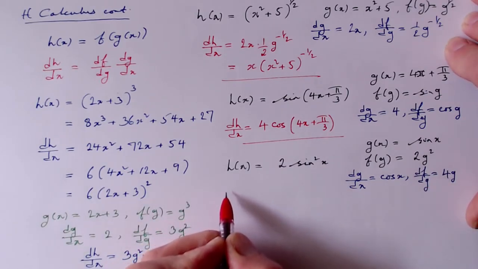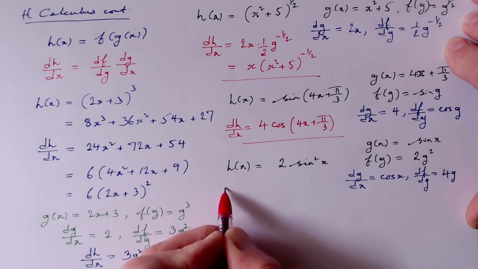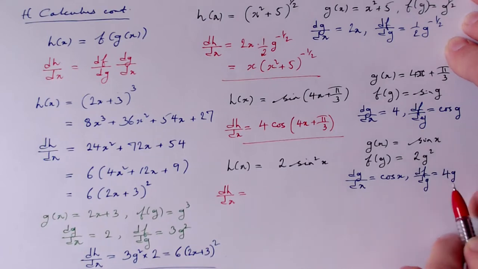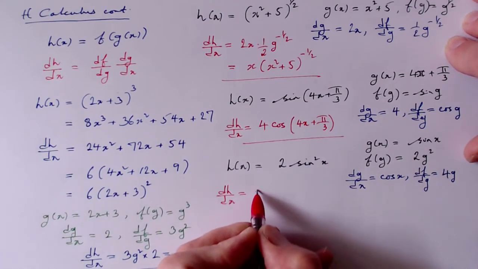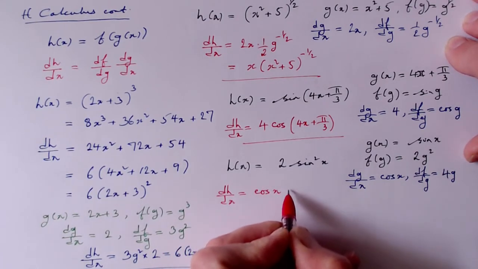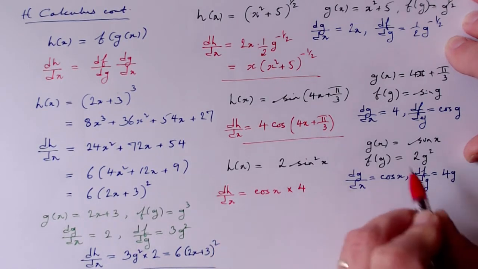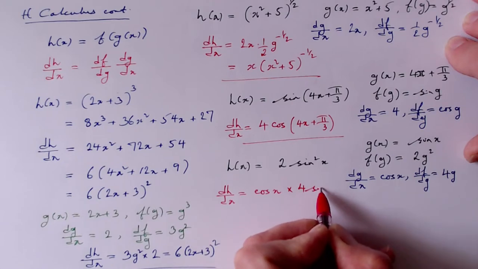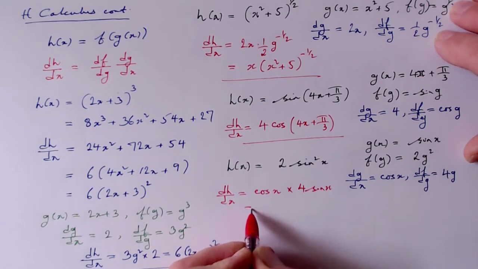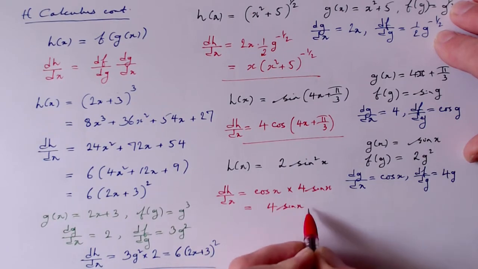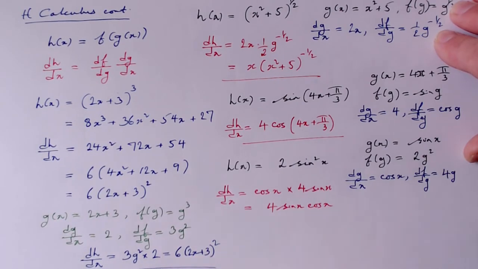There you go. And then we multiply these together to get our final result. So we have that dh by dx is cosine of x multiplied by 4g, and g is sine x. And so just to write that more neatly, it's 4 sine x cosine of x.